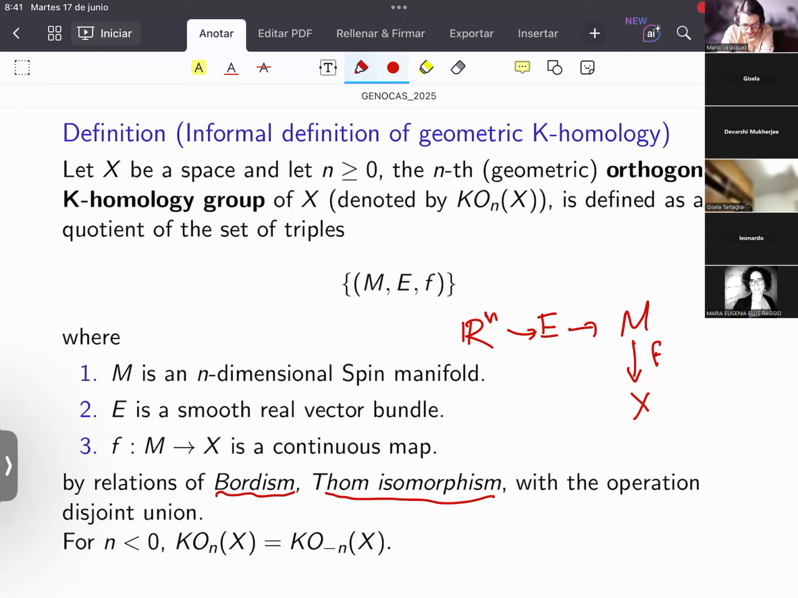Okay, that is the geometric homology groups. These groups are isomorphic to the Kasparov K-homology groups, but the proof is not trivial. There are a couple of papers of Schick and others proving that.